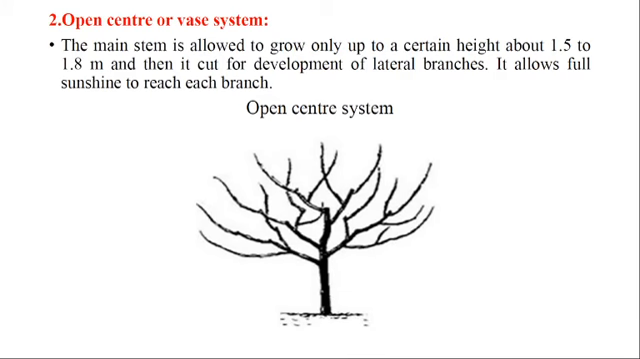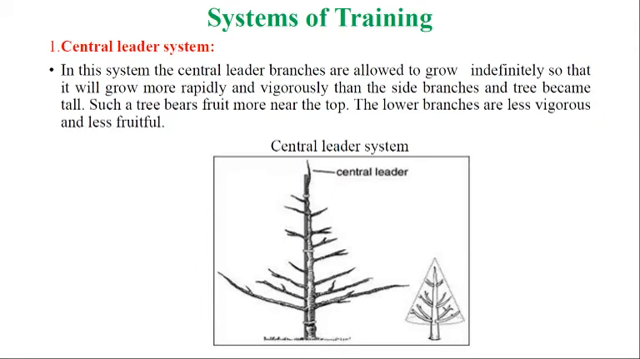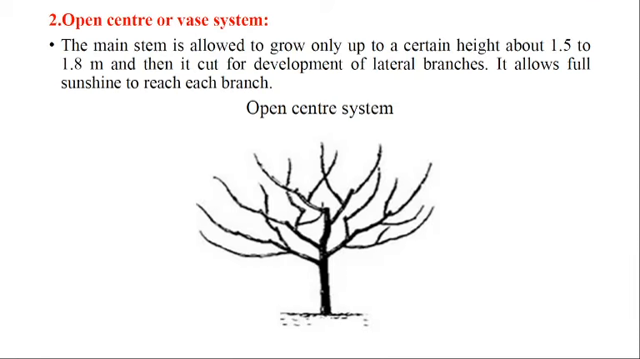The second one is the open center or the wedge system. This one is totally opposite to the first one, the central leader system. The main stem is allowed to grow only up to a certain height, that is 1.5 to 1.8 meters, about 2 meters we will say, 1.2 to 2 meters. We grow the main stem up to that height, then cut it for development of the lateral branches.